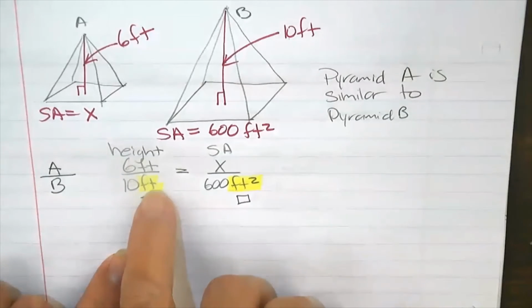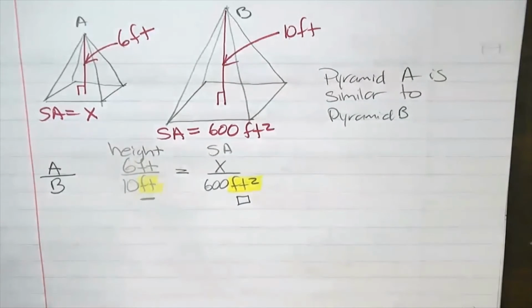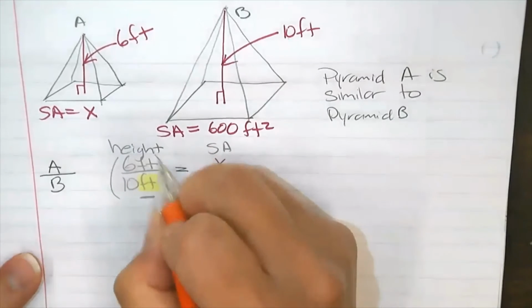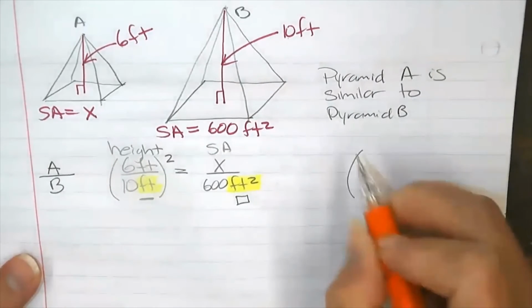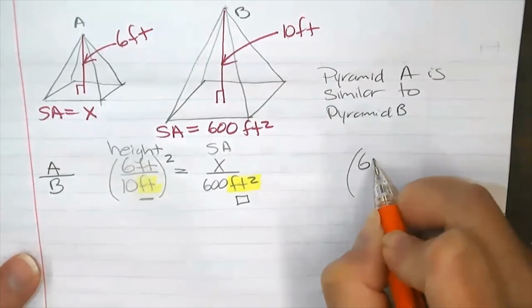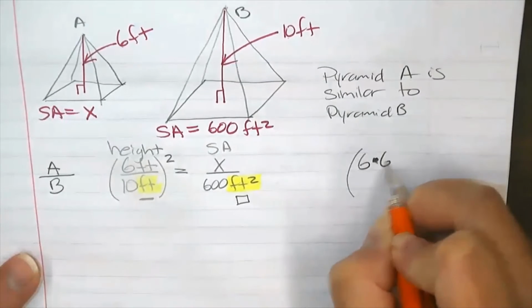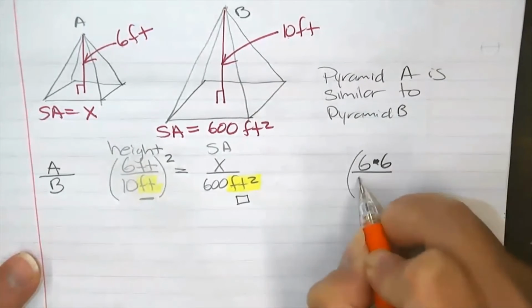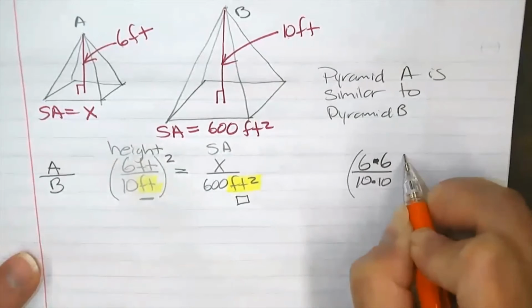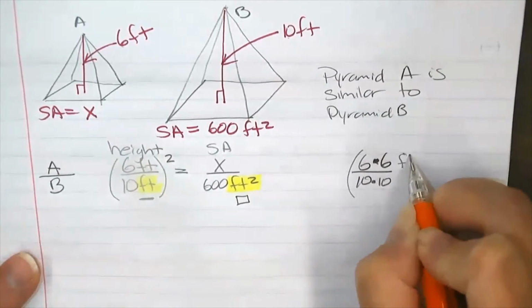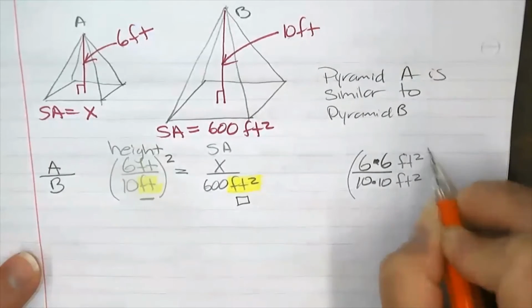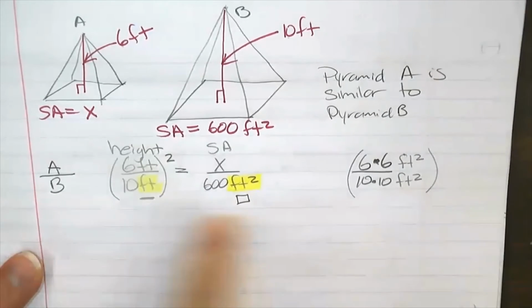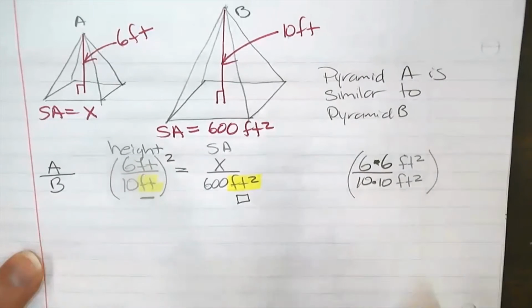We need to change this to feet squared. We can do that. We're going to square this. So over here, what that means is 6 times 6 over 10 times 10, and this is going to now be feet squared, okay? So this is what's going on. We're squaring this. This is what's happening.